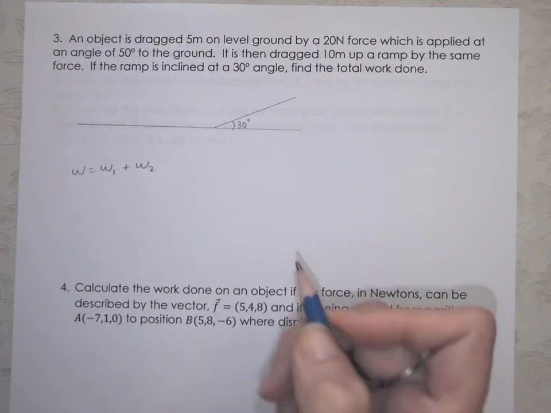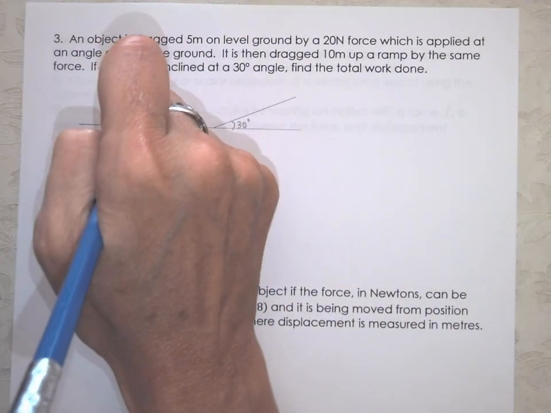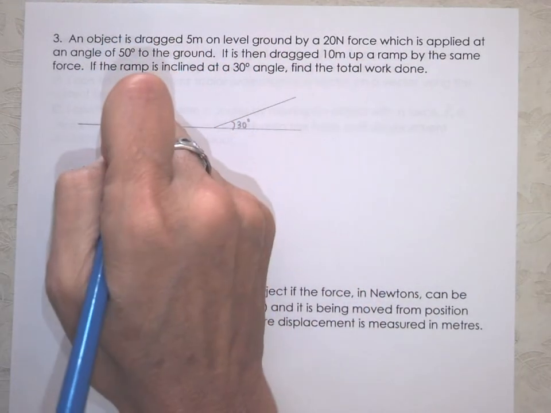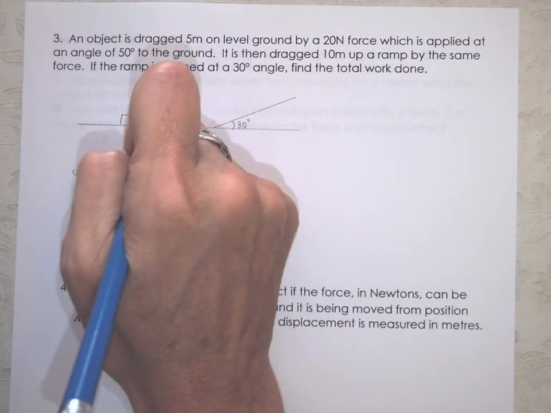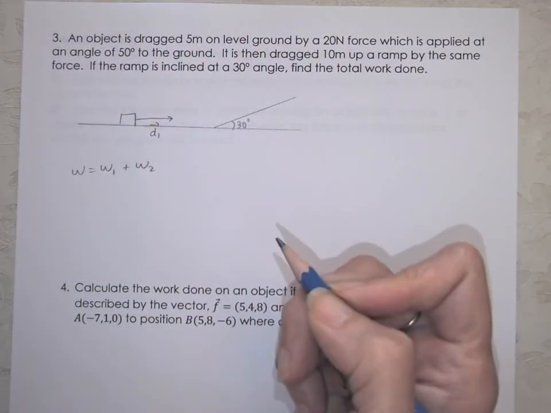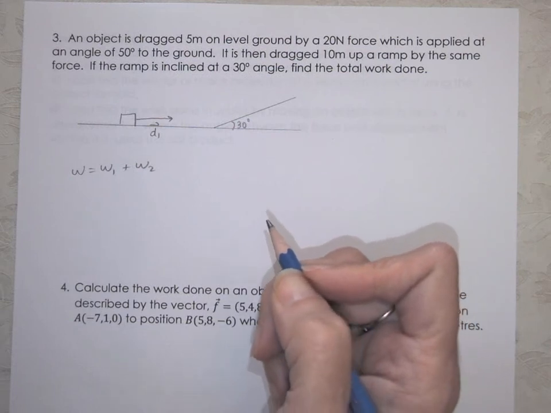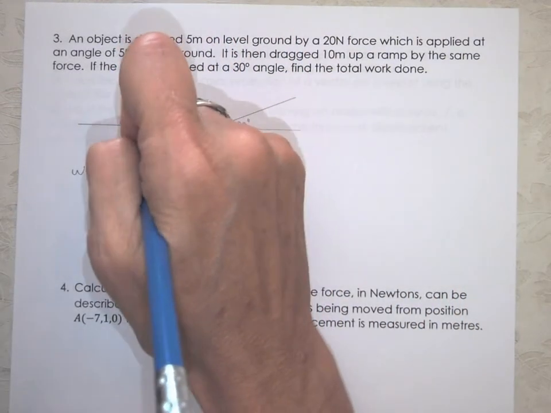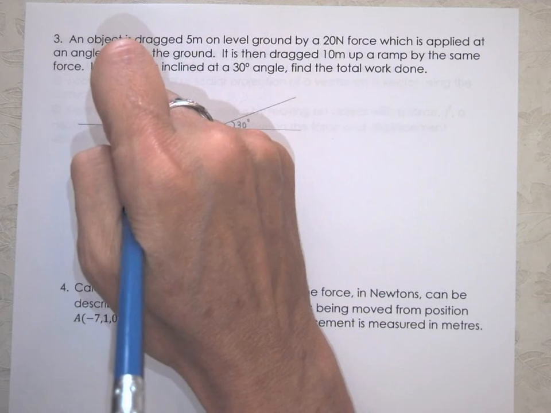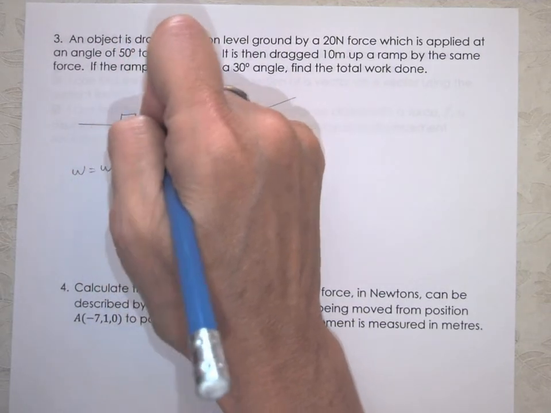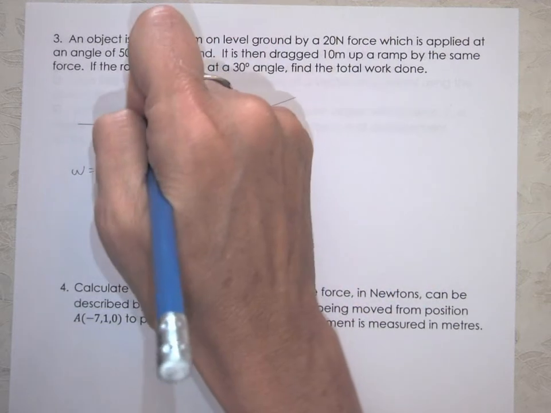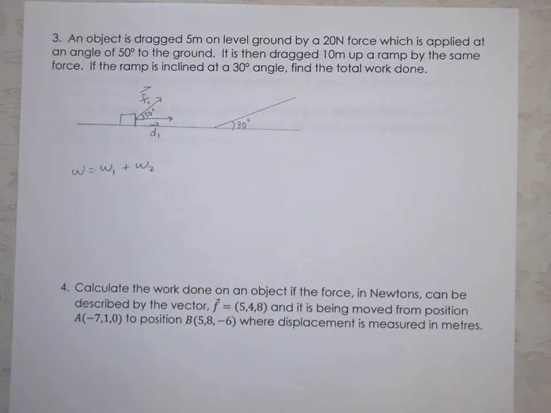So the first part, we're dragging our object 5 meters. We're going along horizontal ground, so here's our displacement vector 1. And we're doing it at an angle of 50 degrees with the ground, so this angle in here is 50 degrees. And this is our force 1, okay?